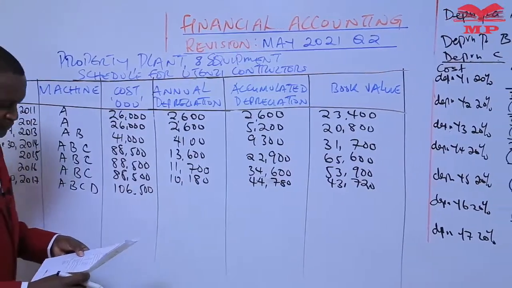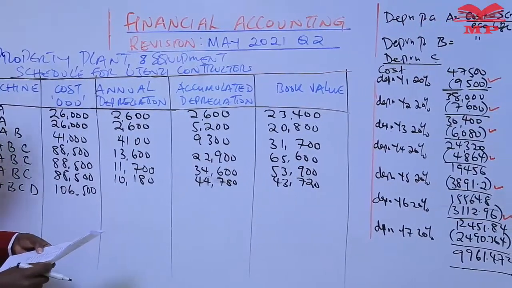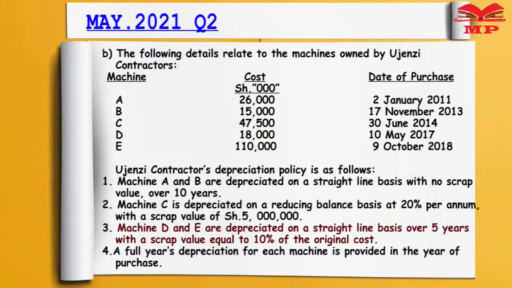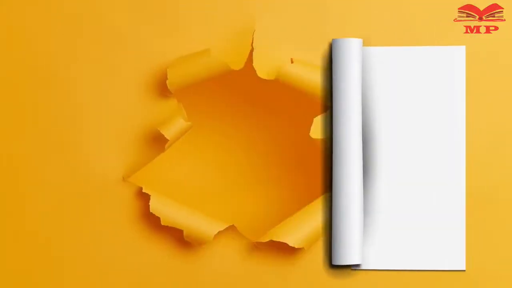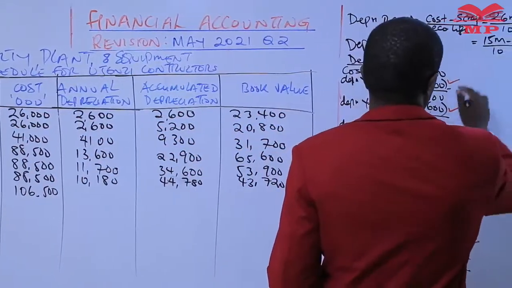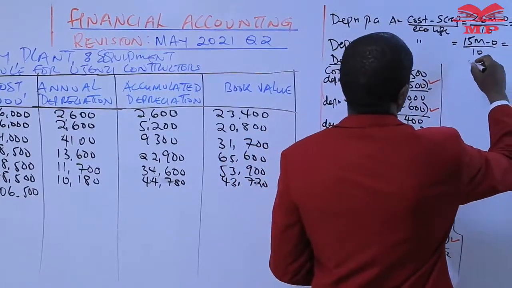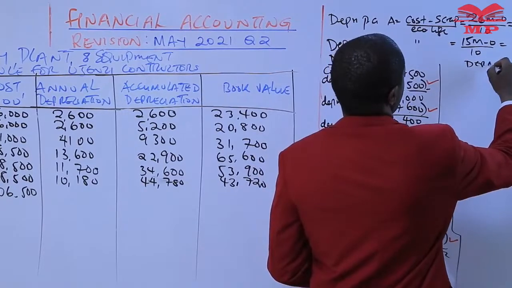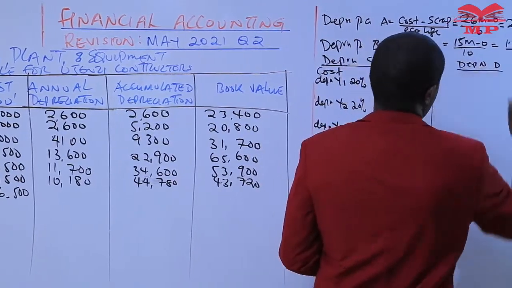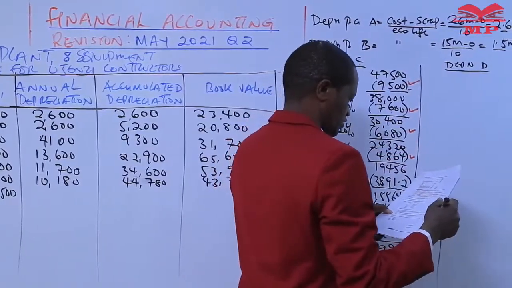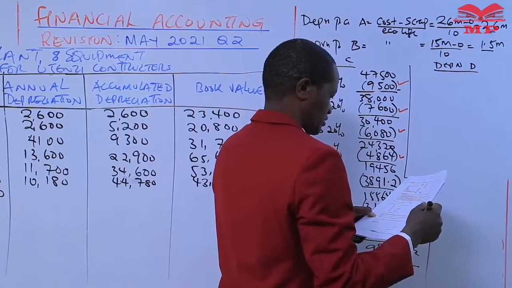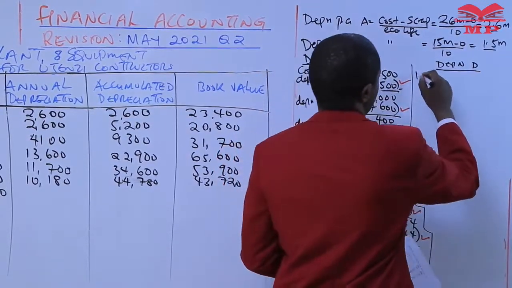But first of all, we need to check how machine D is depreciated. We read in note number 3 that machines D and E are depreciated on straight line basis over 5 years with a scrap value equal to 10% of the original cost. We are going to have a working depreciation for machine D. We have seen that the depreciation is on straight line basis.